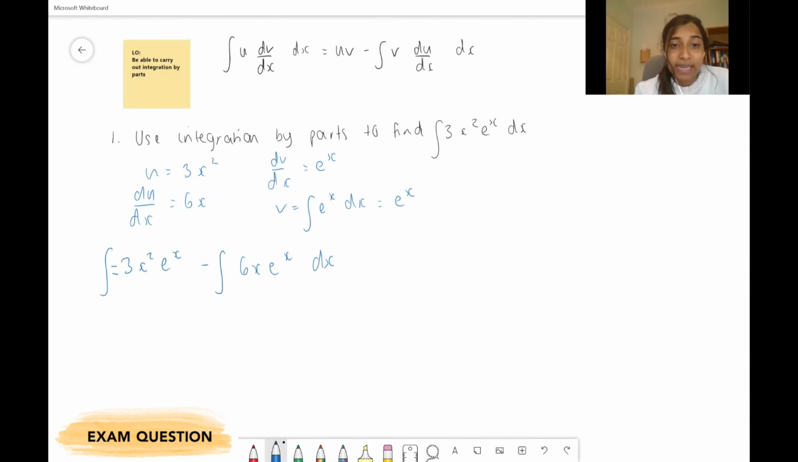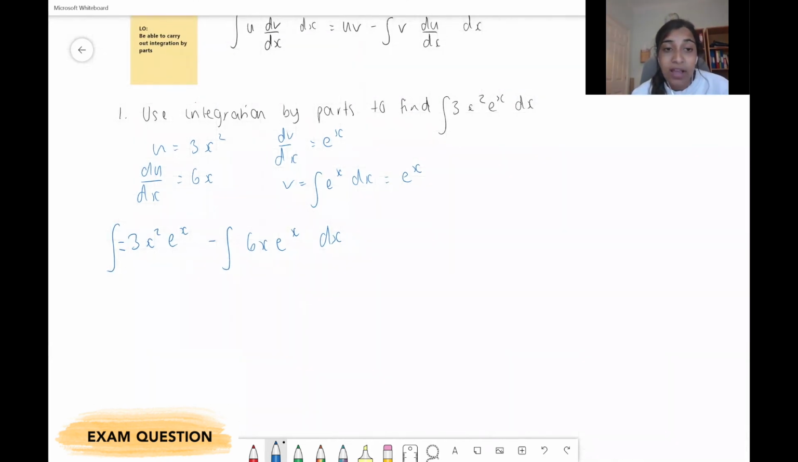Here we have 6x e to the power of x, and again we have two functions of x, so we can't integrate this directly. We're going to have to use another method. We can't use integration by substitution, as there are no products of derivatives, so we're going to have to use integration by parts again, and if we do that, hopefully we'll be able to get a final answer.